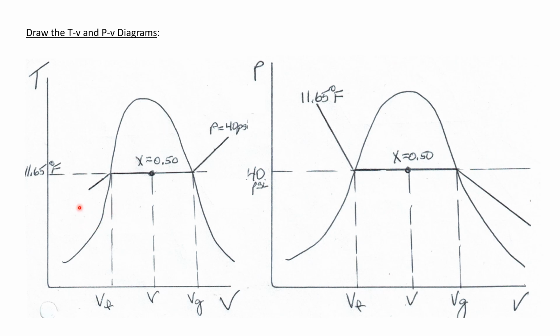Remember that on a TV diagram, pressure goes up to the right. So our 40 psi pressure line overlaps its saturation temperature of 11.65 degrees Fahrenheit under the vapor dome. And a quality of 50% would be right between the saturated liquid line and the saturated vapor line. On a PV diagram, constant temperature line goes down to the right, and we know that at 40 psi, the saturation temperature is 11.65 degrees Fahrenheit, and so we can plot our 50% quality right in the middle of the vapor dome.